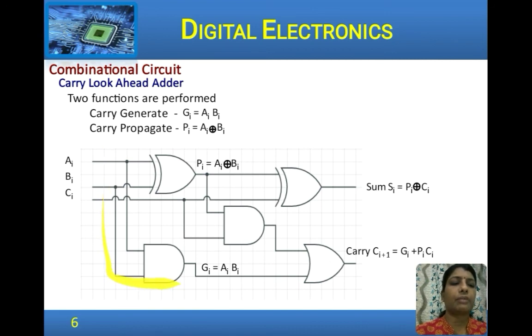This is the logic diagram that we have seen for a full adder, and the output from the XOR gate is the carry propagate Pi, and from the AND gate is the carry generate Gi. So the sum is the XOR of carry propagate and the carry input, and the carry output is Gi, carry generate, plus Pi times Ci. This carry propagate decides whether a carry from the input is getting propagated. Ci goes to Ci+1.